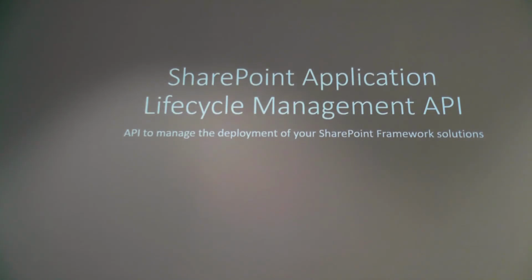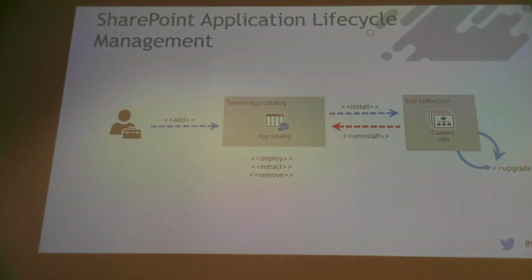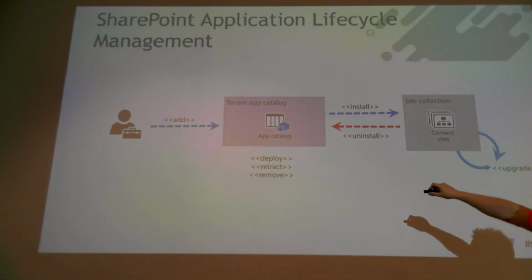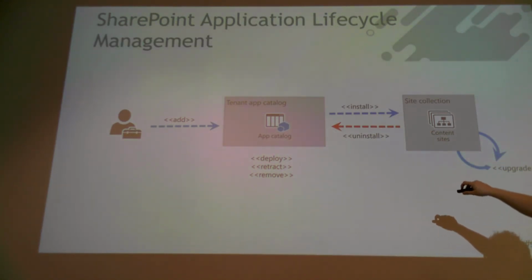Then the last thing, SharePoint Application Lifecycle Management API. So with the app catalog, what can we do? We can add a new thing, uploading things. We can then deploy it, retract it, and remove it from the app catalog. And on site collection, we can install things, uninstall things from our site. And if we want to, we can upgrade it, but it's not necessary. It's more for the app model things.